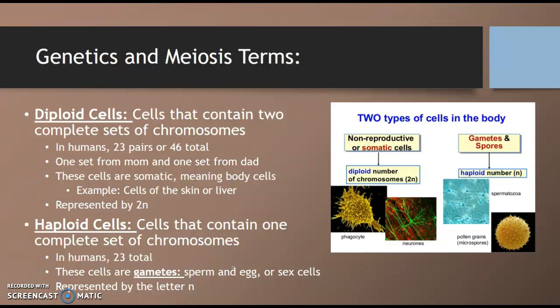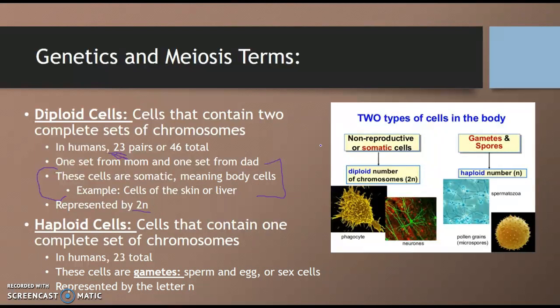Next, we're going to talk about diploid and haploid cells. If it's a diploid cell, it means it has two complete sets of chromosomes, 23 pairs or 46 total. In those 23 pairs, you have one chromosome from your mom and one chromosome from your dad. That's what makes up a pair. These are going to be our body cells. So everything we talked about in mitosis and the cell cycle last chapter, those are all going to be diploid cells, represented by 2N. So if you ever see that 2N, know that it's a diploid cell.